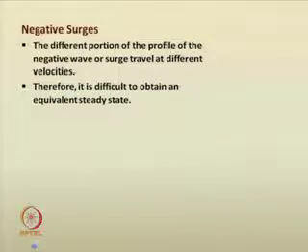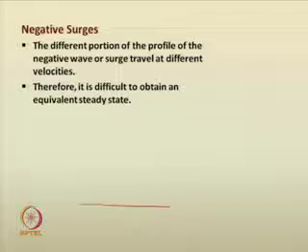So, surges, the second part of this lecture. We discussed the positive surge in the last class. What is meant by a negative surge? The different portions of the profile of the negative wave or surge travel at different velocities. A negative surge is a surge that propagates in any direction such that, whenever it propagates, the depth of flow decreases.